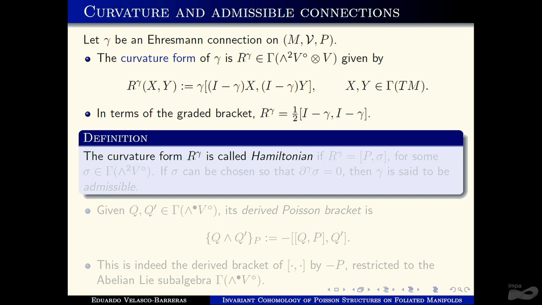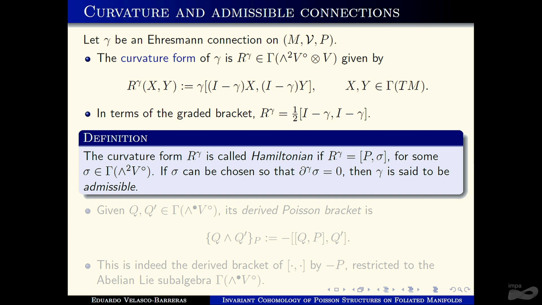We say that the curvature is Hamiltonian if it is a coboundary of the Lichnerowicz-Poisson complex of the Poisson foliation. So if there exists a two form such that the bracket of P with the two form gives the curvature. If in addition one can choose this Hamiltonian form so that it is covariantly constant with respect to the connection, then we say that the given connection is admissible.